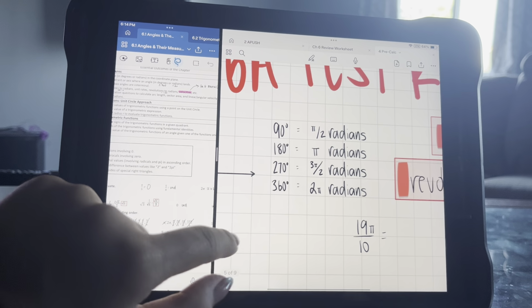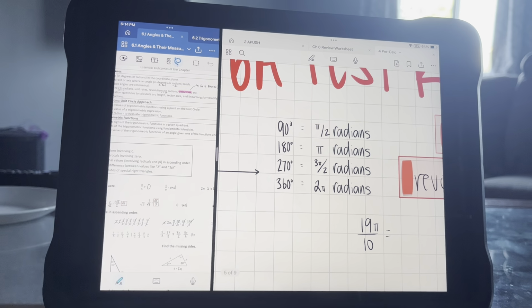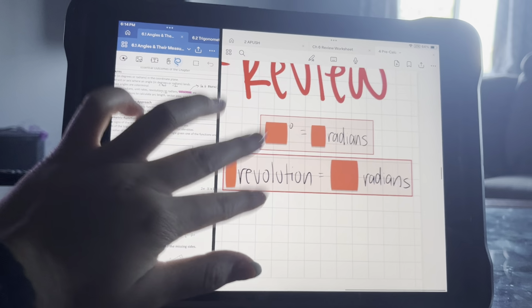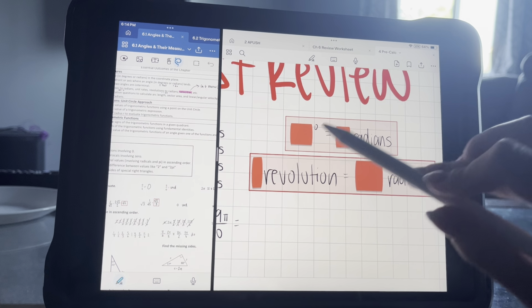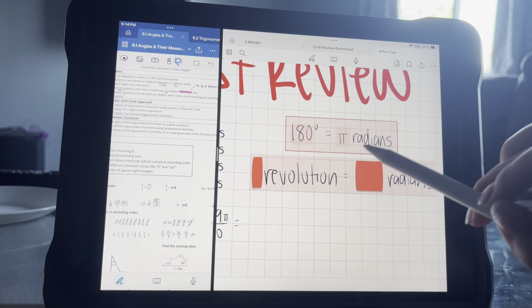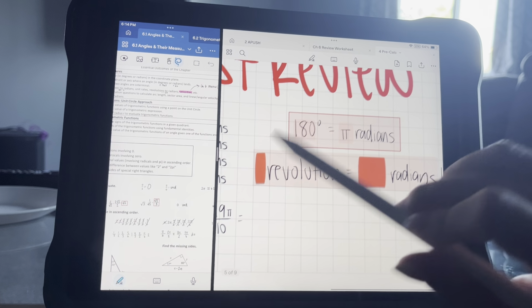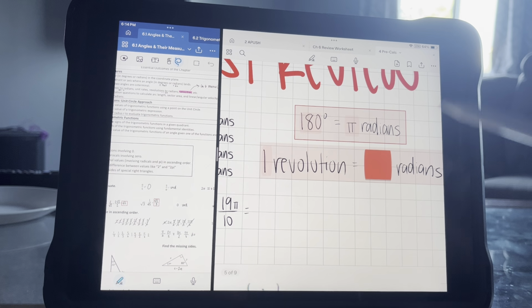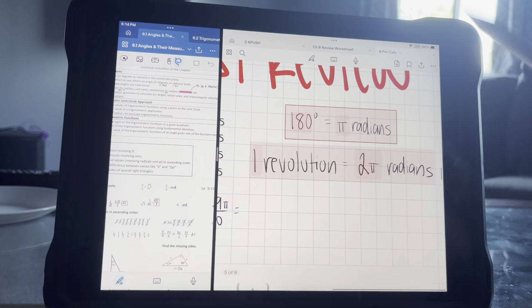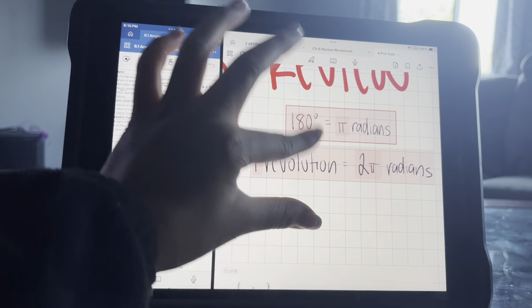We learned about angles in degrees and radians, and these four are the four that are on the axes. So they're kind of important, and they help you figure out where the rest of your degrees or radians are. And then two conversion factors you need to remember are that 180 degrees equals pi radians, and 1 revolution will equal 2 pi radians.